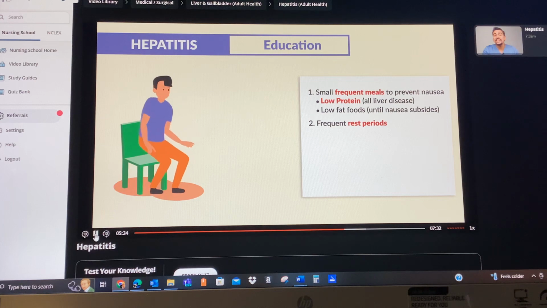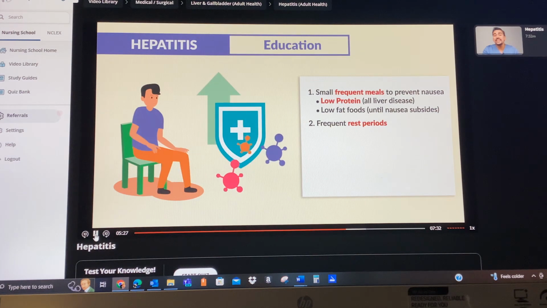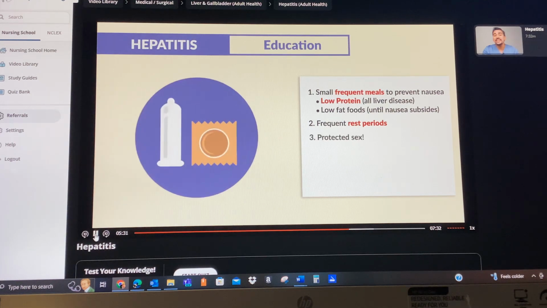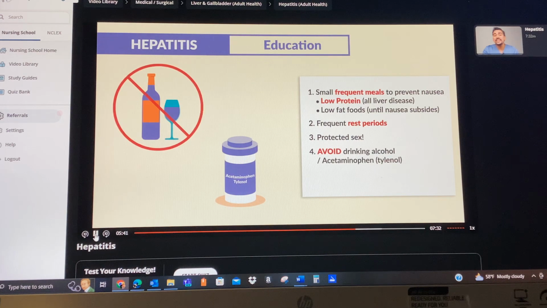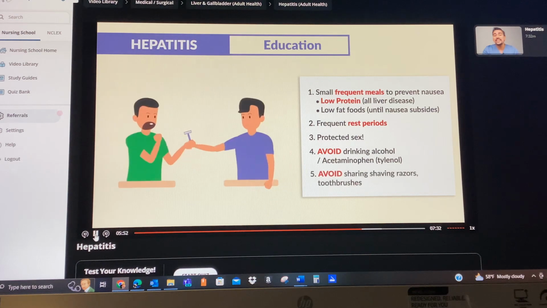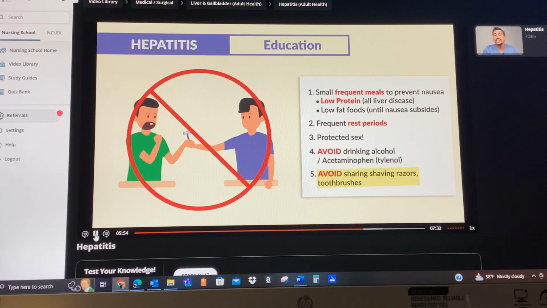Number 2 is frequent rest periods to boost the immune system when fighting the virus, if it was caused by a virus. Now, option 3 is protected sex. Obviously, it depends on which type of hepatitis, specifically B and C. And option 4 and 5, we're avoiding drinking alcohol, as well as acetaminophen, that Tylenol, since acetaminophen and alcohol are very harmful to the liver. And number 5, we want to avoid sharing, key term, shaving razors, as well as toothbrushes. So just think body fluids there.